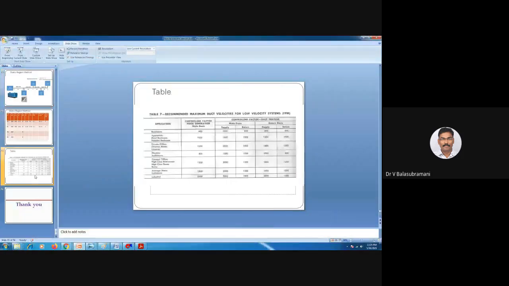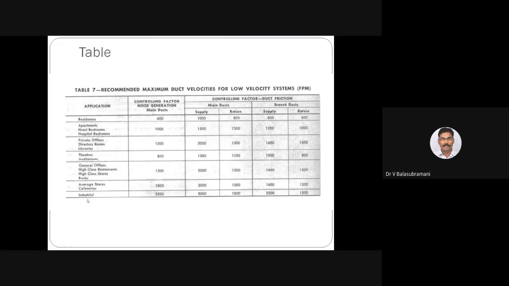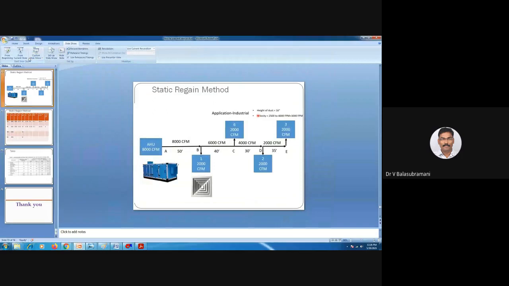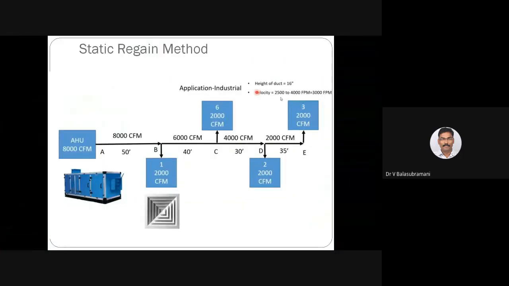Once again, I move to the last table, the industrial application. This is not a constant velocity method, so this is also one type of friction method. Here you can see 3000 for the main duct, speed is 3000, the same value. So 2000 to 4000, and 3000 FPM is selected. This is the condition: high velocity duct system having a velocity of 2500 to 4000 FPM. So it is 3000 FPM.